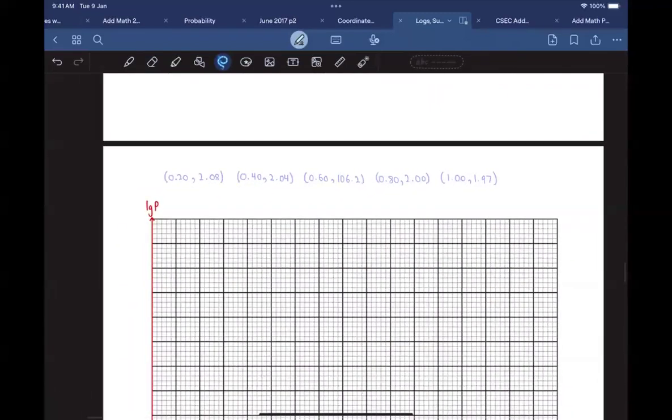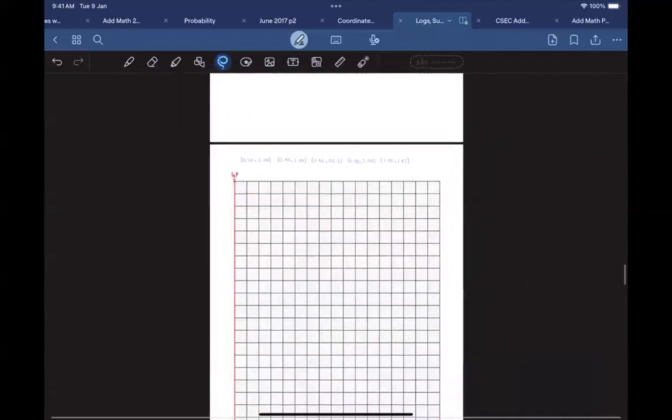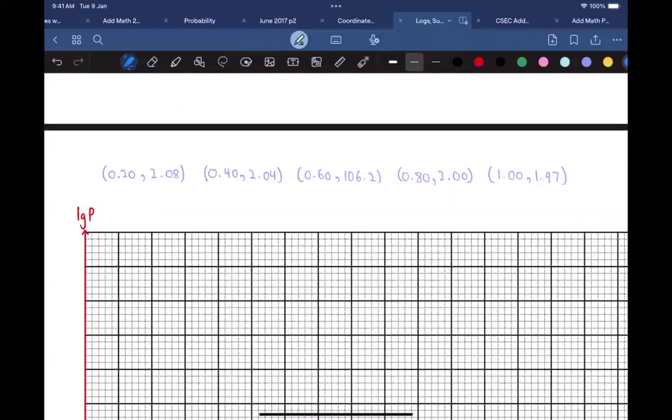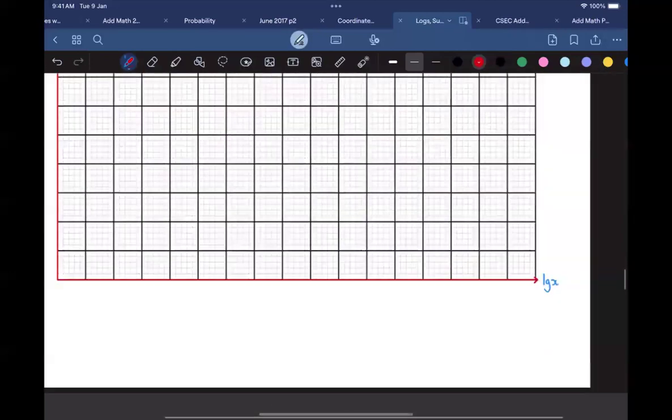So let me show you how to come up with a scale. On the x-axis, what is our smallest value? The smallest value is 0.2, right? And we go all the way up to 1.00.